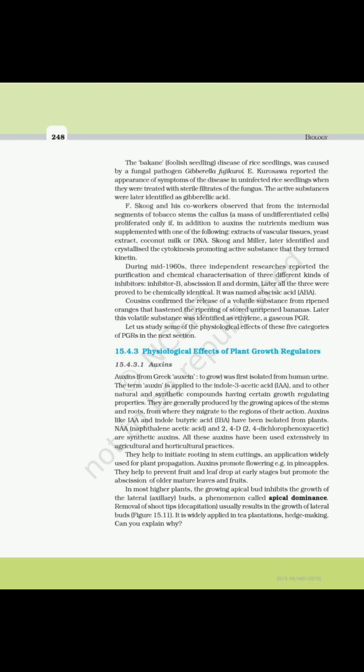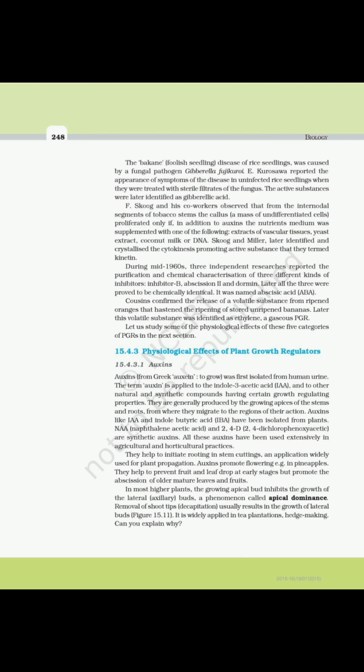F. Skoog and his co-workers observed that from the internodal segments of tobacco stems the callus, a mass of undifferentiated cells, proliferated only if, in addition to auxins, the nutrient medium was supplemented with one of the following extracts of vascular tissues: yeast extract, coconut milk or DNA. Skoog and Miller later identified and crystallized the cytokinesis-promoting active substance that they termed kinetin.